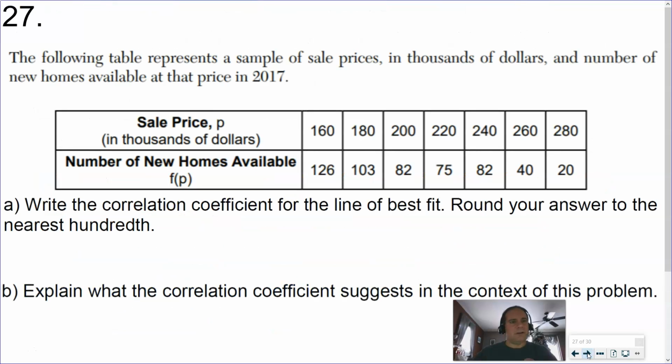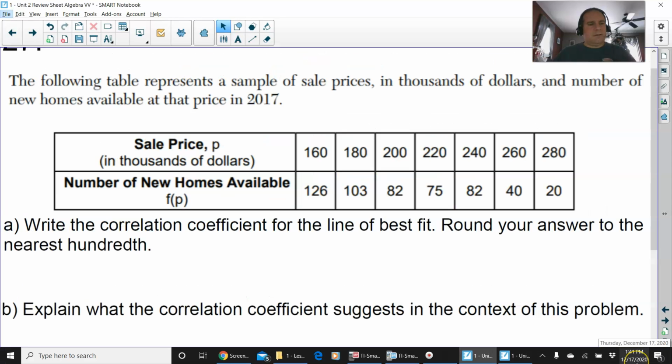All right, so the following table represents a sample of sale prices in thousands of dollars and number of new homes available at a price in 2017. Write down the correlation coefficient for the line of best fit, round your answer to the nearest hundredth, and then explain what the correlation coefficient suggests in the context of this problem. Okay, so a very good question. All right, this is number 27.